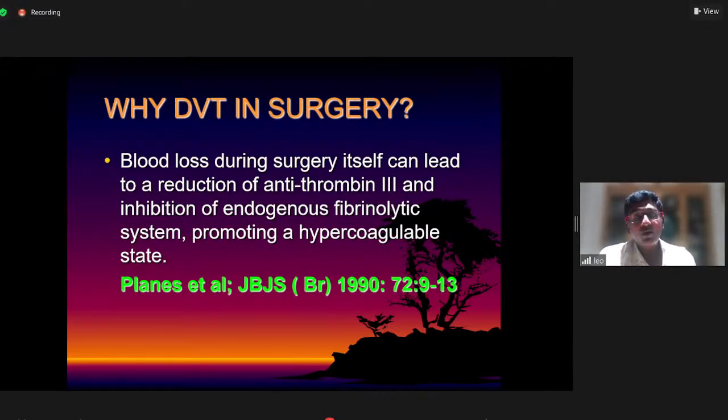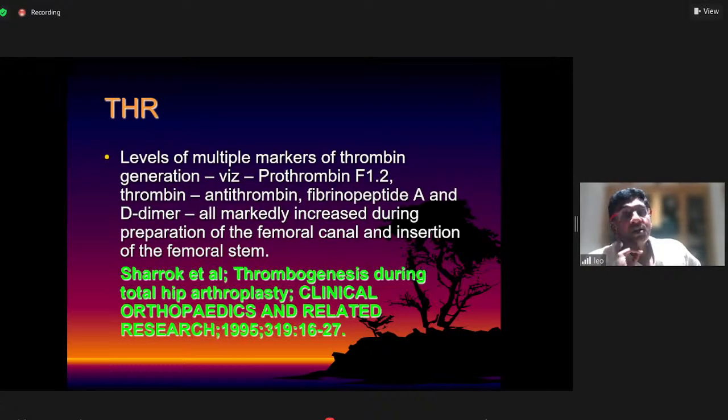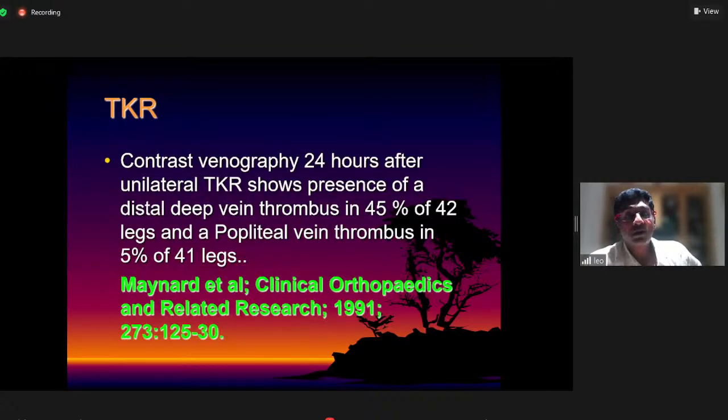Plains et al. suggests that the very fact that there is blood loss during surgery itself can lead to a reduction of antithrombin 3 and an inhibition of the endogenous fibrinolytic system, promoting a hypercoagulable state. Sharrock measured the various levels of multiple markers of thrombin generation during surgery and during total hip replacement, and what they suggested was that the maximum amount of production of these markers was during the actual preparation of the femoral canal and the insertion of the femoral stem.